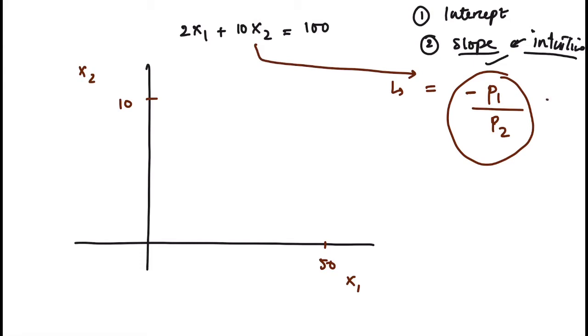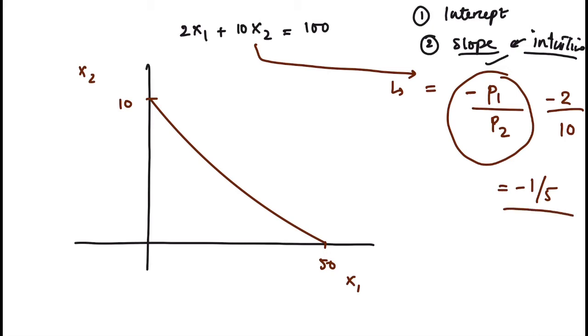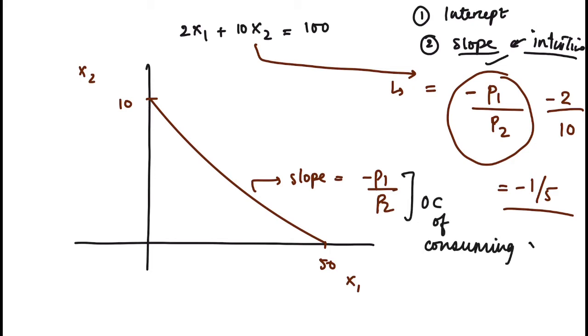The price of the first good is 2. The price of the second good is 10. So the slope becomes 1/5. And let's assume you actually draw this line with a 1/5 slope. Like I said, it's not actually necessary to sketch it, but it's important for intuitive understanding. So now that we know the slope is minus P1 by P2, what does the slope mean? The slope really represents the opportunity cost of consuming X1, or whatever the good is on the X-axis. So let's see how this actually makes sense.